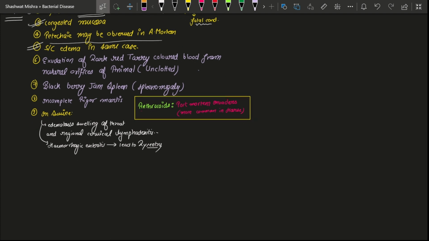Now the next few points are important. There would be exudation of dark tarry red colored blood from the natural orifices, and the main thing is that it is unclotted.